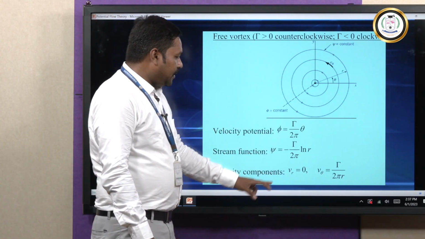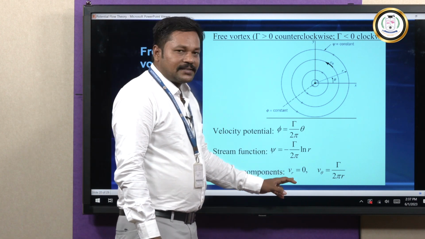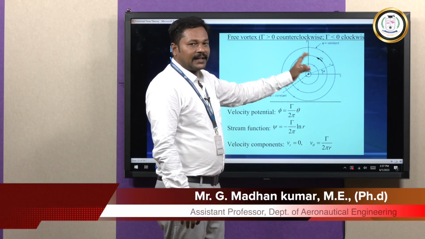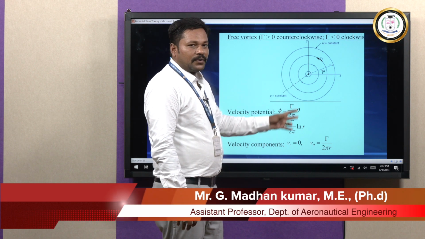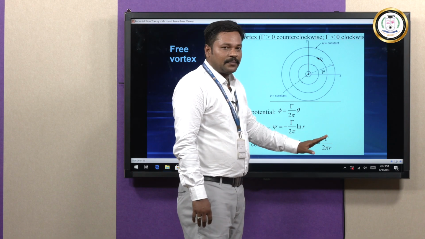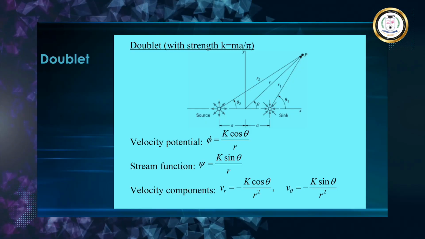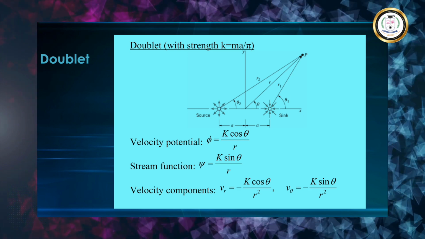When you derive the velocity components, you obtain the radial velocity. Here we have only the tangential velocity, which is in circular form, so the tangential velocity v theta is the strength of the circulation divided by 2 pi r. Next we have the doublet, with strength that is nothing but mu by pi.